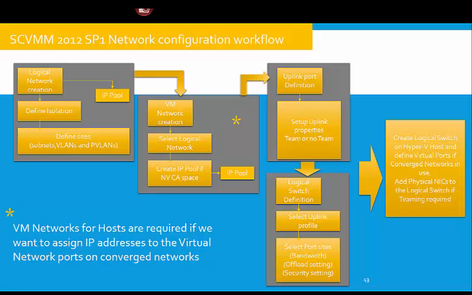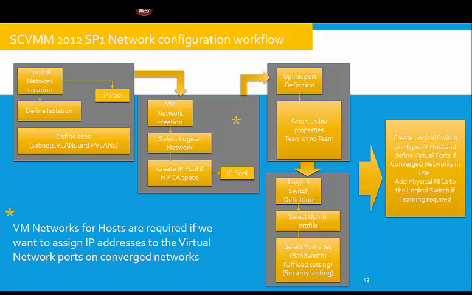SCVMM network configuration workflow, as this diagram represents the logical steps that you may follow to configure your fabric network. The first step is to define what logical networks your fabric is using. These logical networks can contain the subnets of your physical network, the VLANs, and the IP pools that you want to use for static IPs for your VMs. Logical networks will be bound or linked to your host physical NICs based on the segmentation that you are looking for. The second step is to create VM networks.